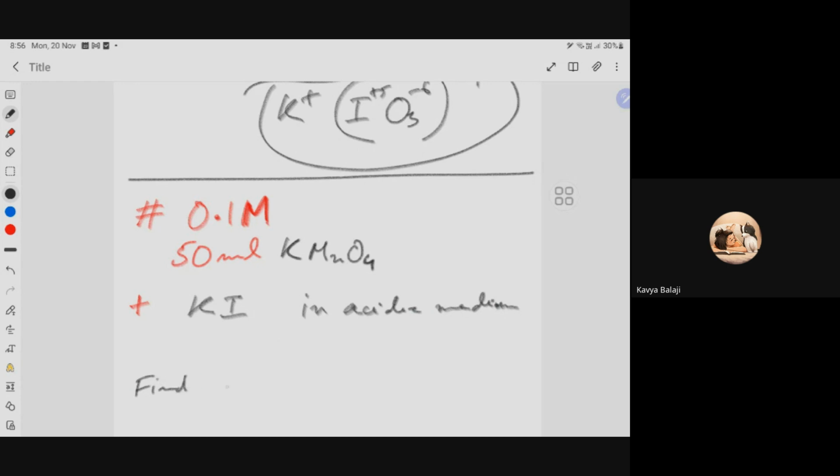So find what of KI? Grams. Molar weight of potassium, you know, guys. Okay. Is how much?